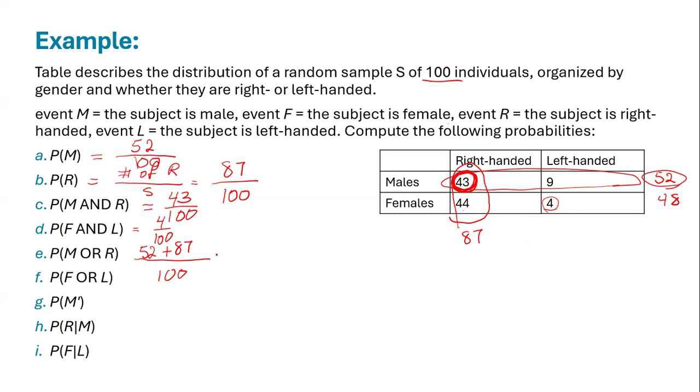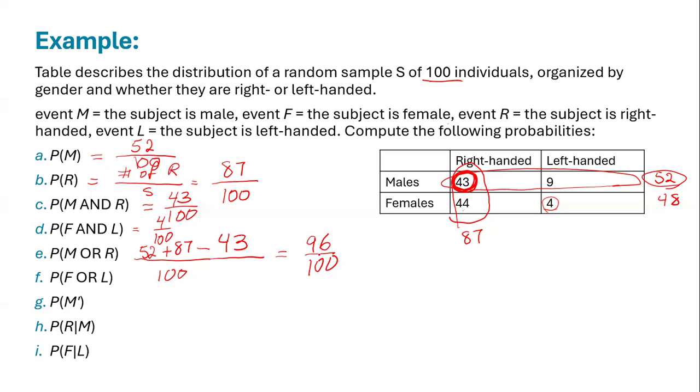So I don't want to double count any. If it's double counting, make sure to subtract them so they are counted just once. Now the final answer, 52 plus 87 minus 43, gives me 96 over 100. That means there is a 96% chance that we have a male or a right-handed person.